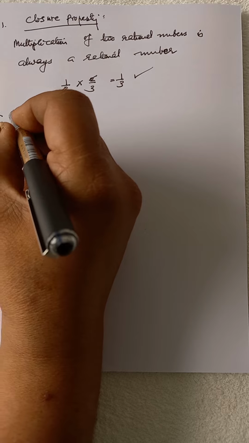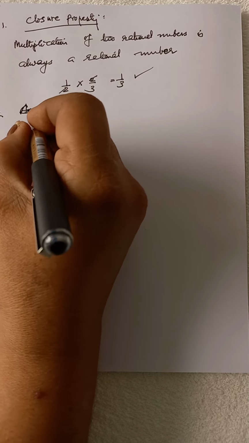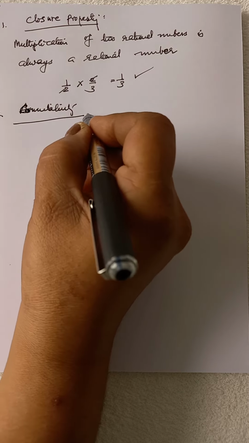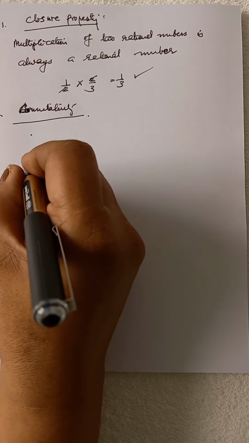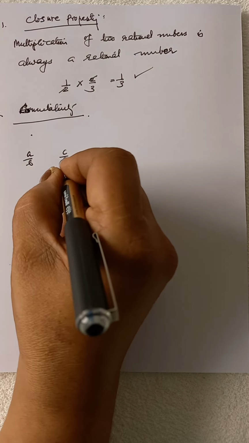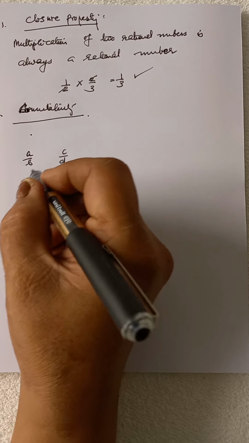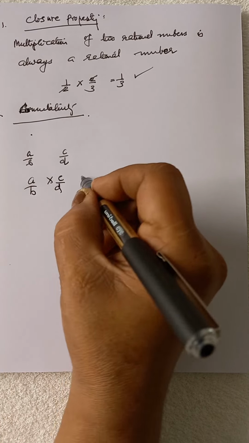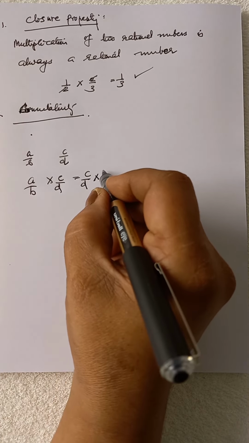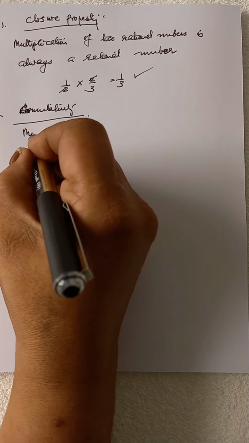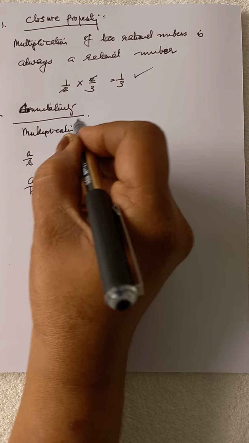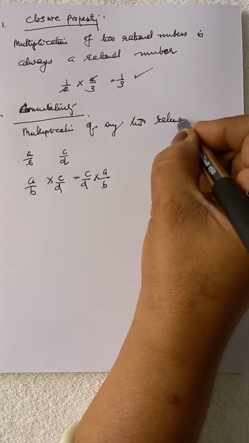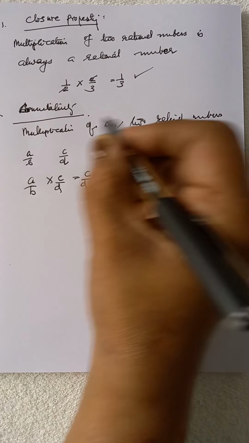Now the second property is commutativity. According to this property, we can say if A by B and C by D are two rational numbers, then A by B into C by D is equal to C by D into A by B. That is, multiplication of any two rational numbers is commutative.